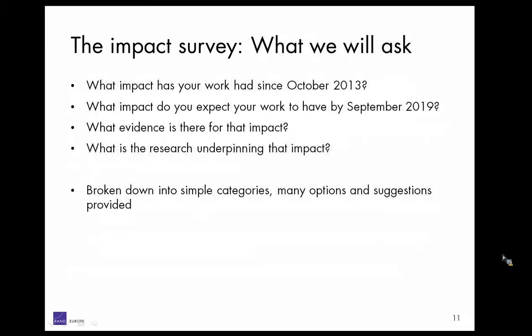So based on these rules, in the survey, we'll ask questions covering 4 main areas. So what impact has your work had since October 2013? What impact do you expect your work to have by September 2019? What evidence do you have for the impact that has happened? And finally, we'll ask for some information about the research that you have conducted which underpins that impact.